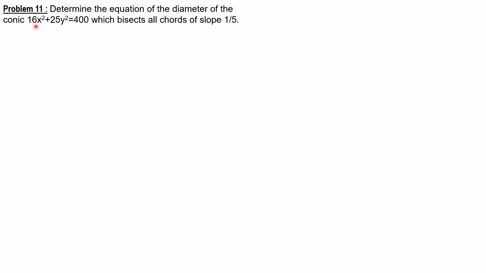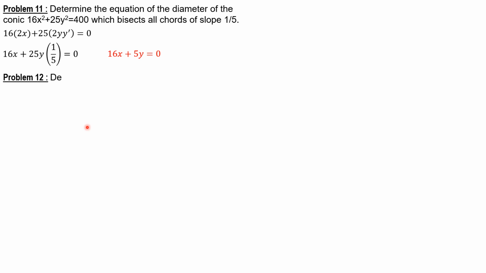So we have 16 times 2x plus 25 times 2y y prime equals 0. Divide everything by 2, so we have 16x plus 25y y prime, and y prime is 1/5, equals 0. Simplifying, the equation of the diameter is 16x plus 5y equals 0.